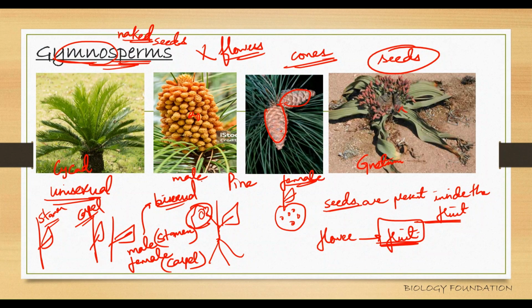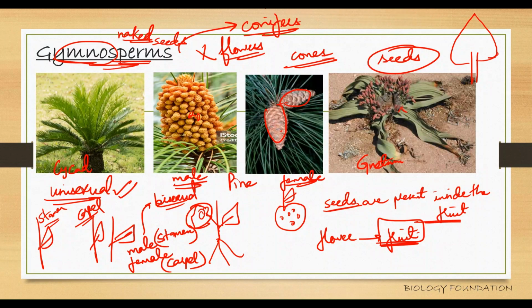That means gymnosperms are unisexual. They bear male sex organs on one plant and female sex organs on a different plant. Therefore, they are said to be unisexual. Okay, so most of the gymnosperms are unisexual, and gymnosperms are also called conifers. Why are they called conifers? Because if you see the trees of these gymnosperms, they grow in a conical form. Hence they are mostly referred to as conifers.